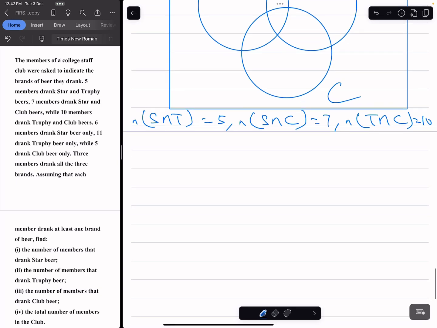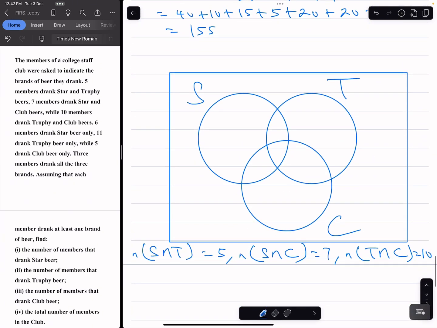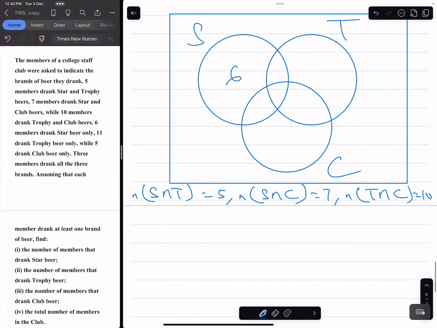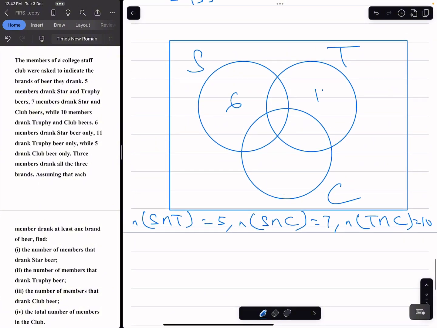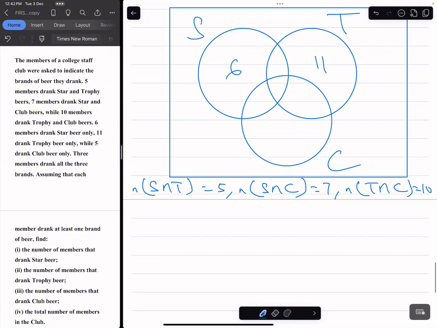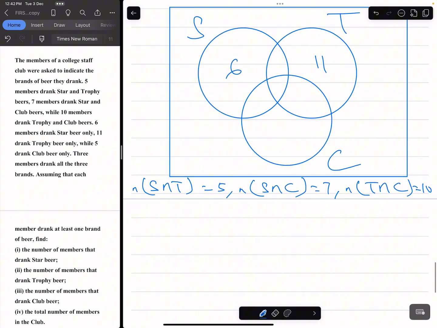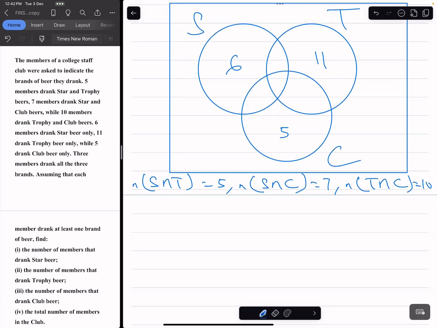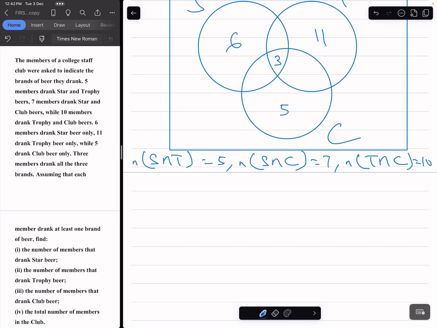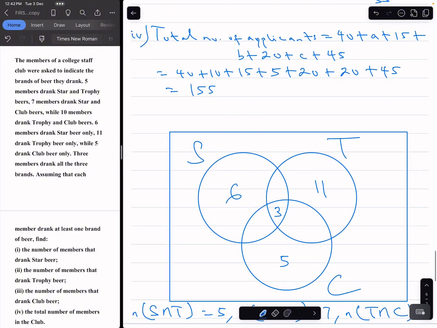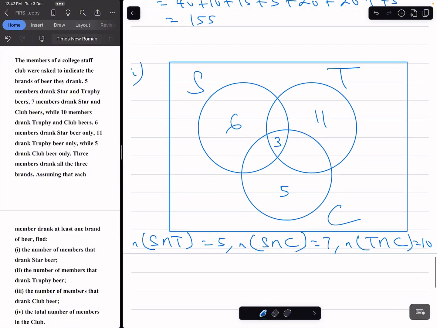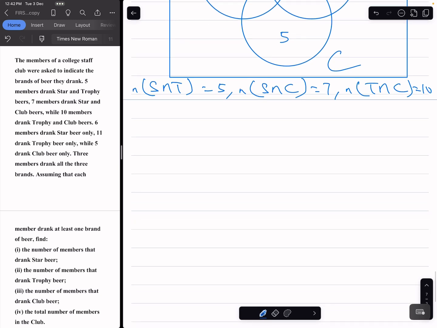Now 6 members drank Star beer only, 6. 11 members drank Trophy beer only, that's 11. While 5 drank Club beer only, this will be 5. 3 members drank all the 3 brands, that's 3. Assuming that each member drank at least one brand of beer, find Roman figure 1, the number of members that drank Star beer.